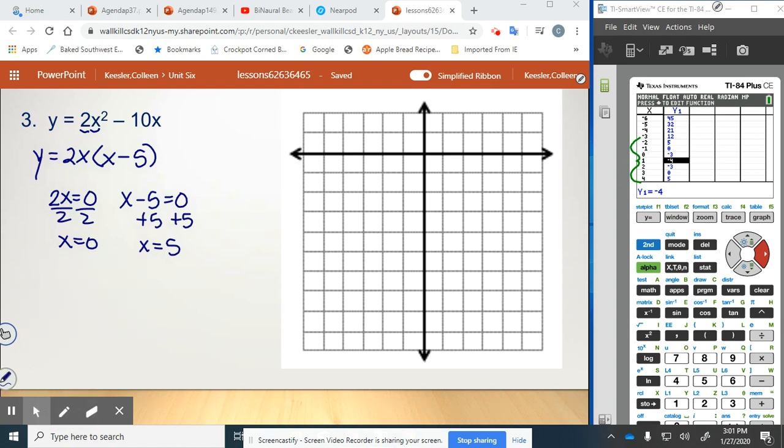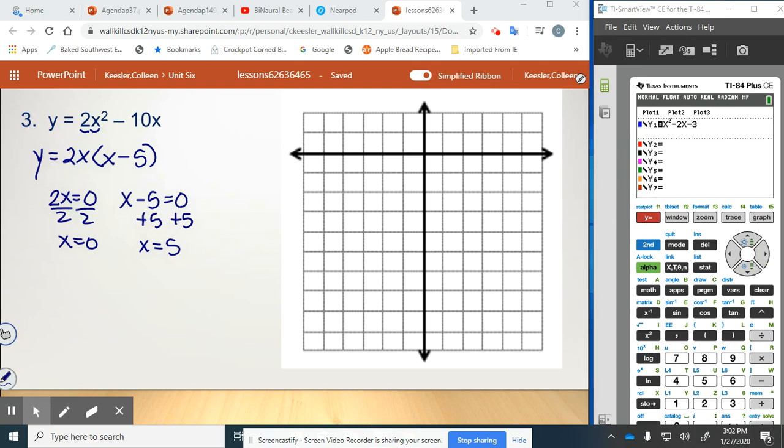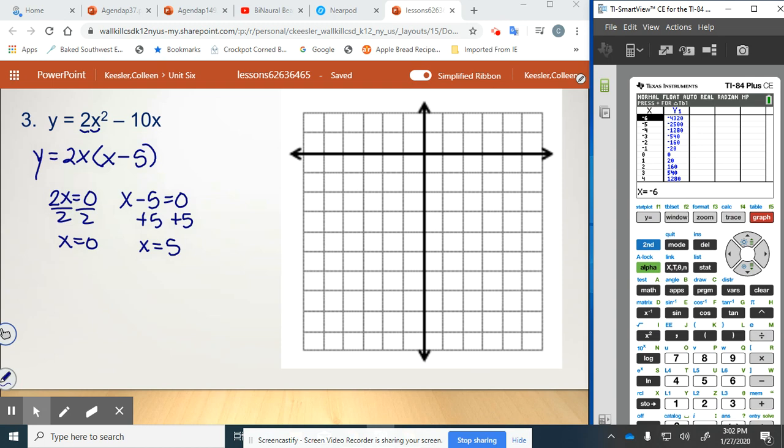So we pull up that same table, y equals 2x squared minus 10x. Oops, I did something wrong. Minus 10x.